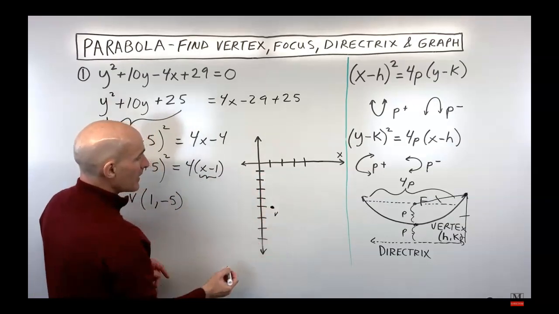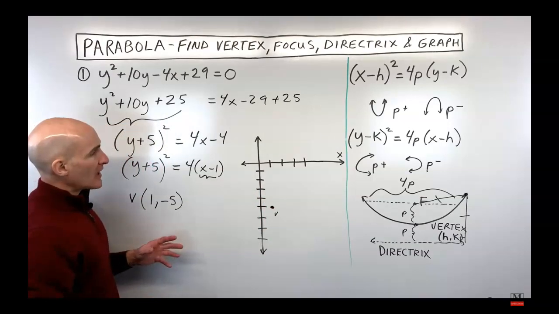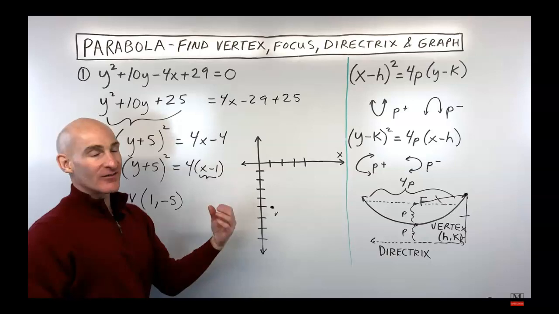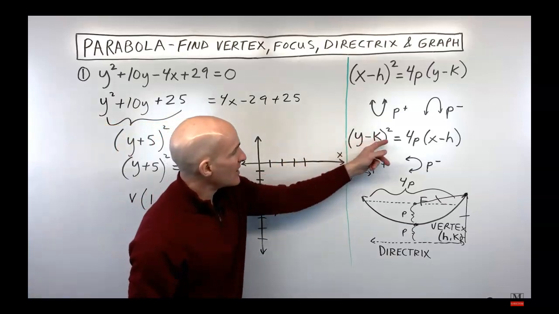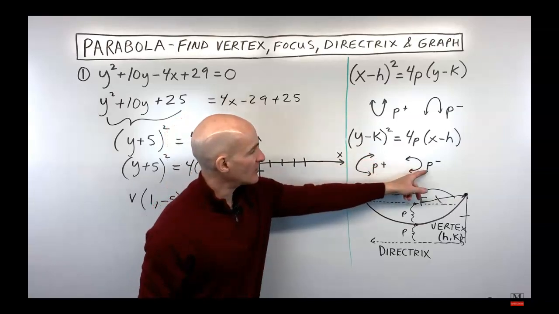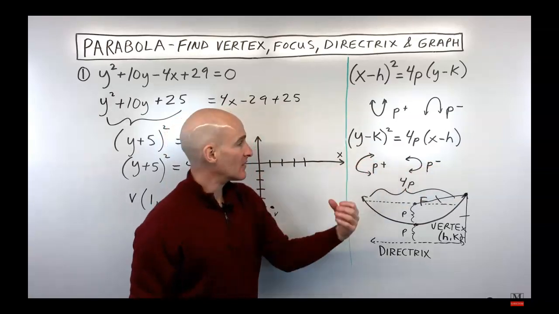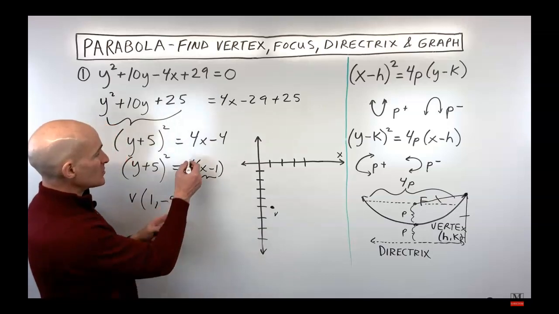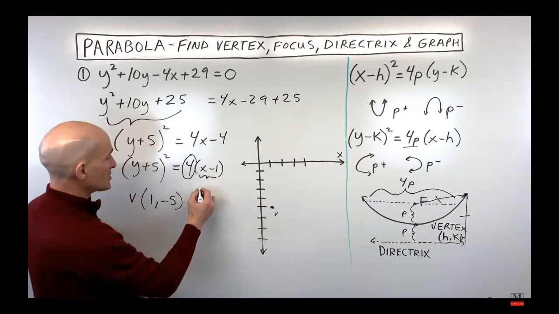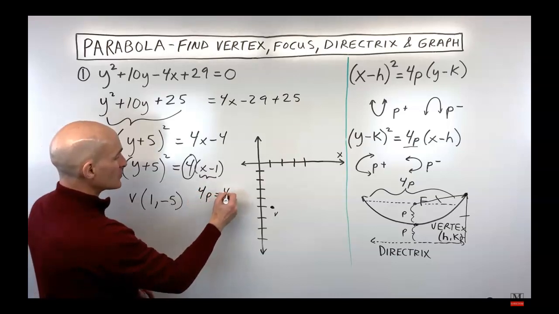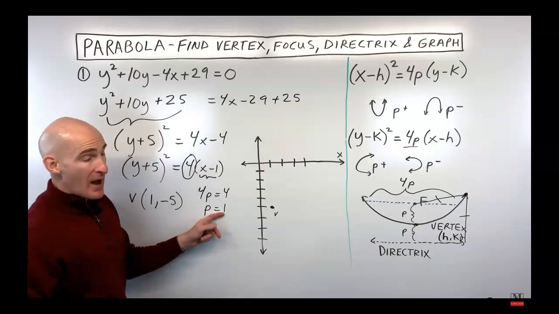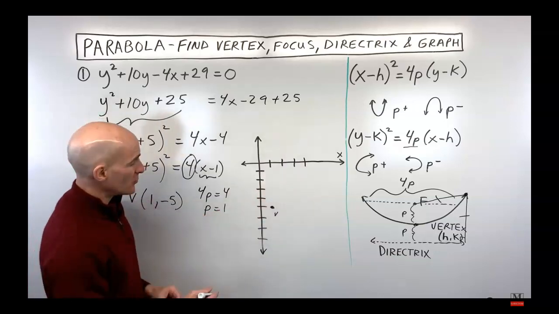That's our vertex. And we have to now identify, is the graph going to open up or down or right or left? When it's a y-squared type, and this p-value is positive, it opens to the right. If the p-value is negative, it opens to the left. So the way we find p is we take this coefficient here, 4, and we set it equal to 4p. So 4p equals 4. Divide both sides by 4, p equals 1. Notice it's positive, so our parabola is going to open to the right.